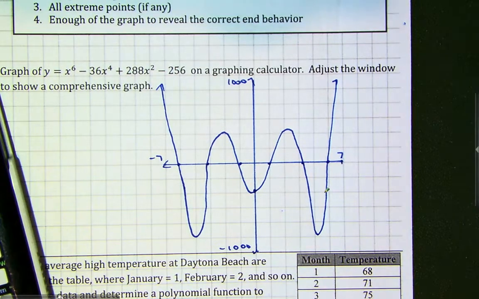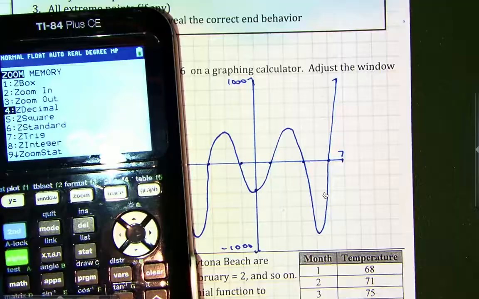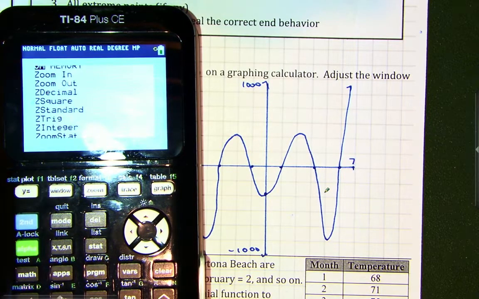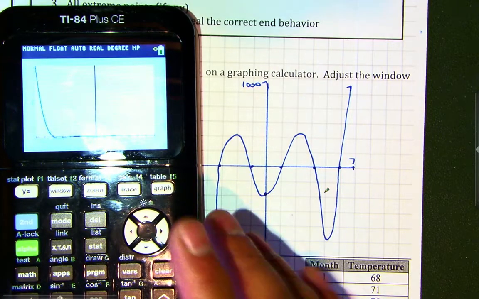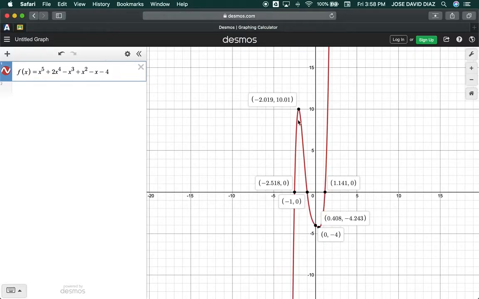Now on Desmos it's a little bit easier. Let's see, one more thing I wanted to try on this. Sometimes if you click on zoom and click on fit, let's see if that does it for us. You see this, it's not as nice. So sometimes I do prefer to play around with the X minimum and Y minimum, the window. And now let's go and just type it in here.